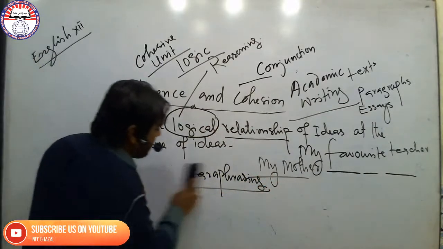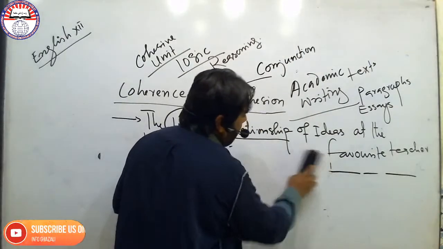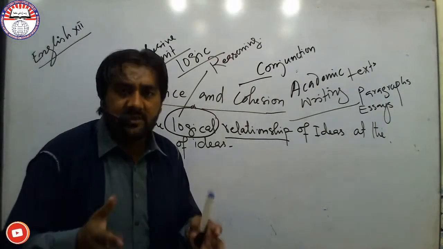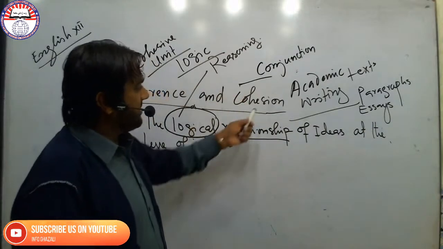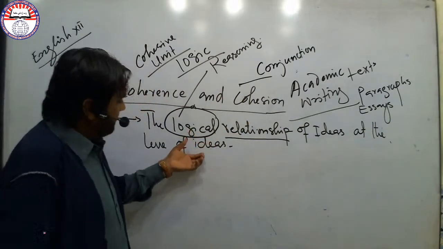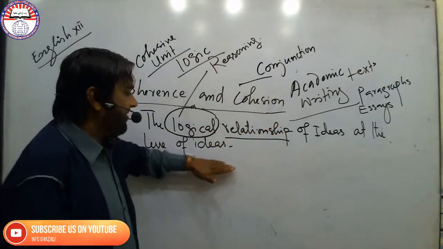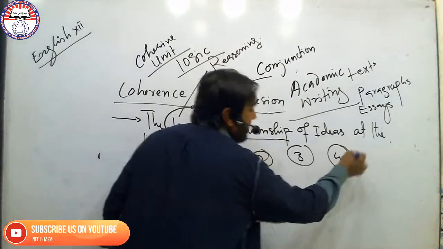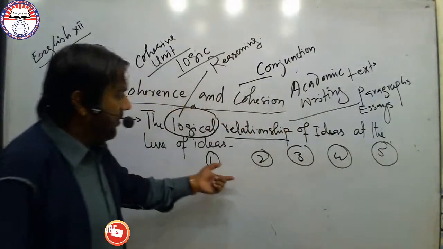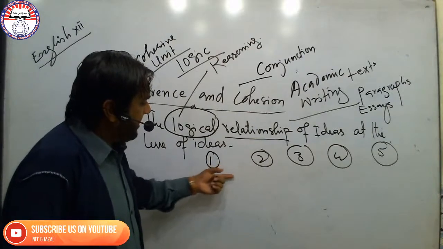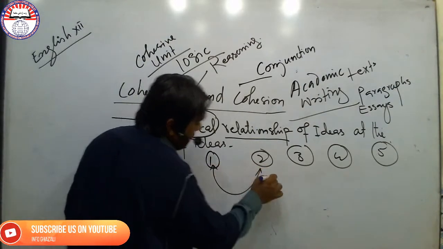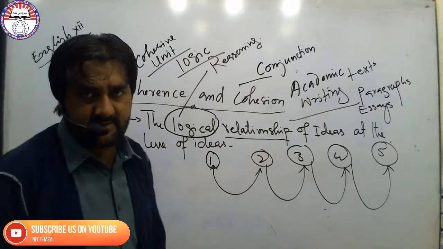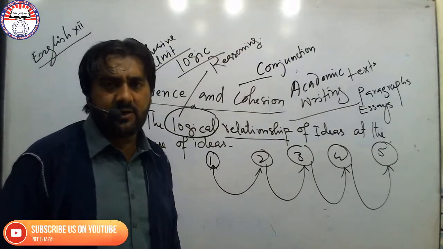So in order to maintain coherence in your language, you need to give reasons, logics. Everything is with logic. Now moving further towards cohesion. First, we discussed the logical relationship of ideas at the level of ideas. If I have one idea, a second idea, a third idea, a fourth idea, and the list goes on, how will I maintain the relationship of these ideas? Is it possible for me? Yes, it is. What are the things that are going to help you?